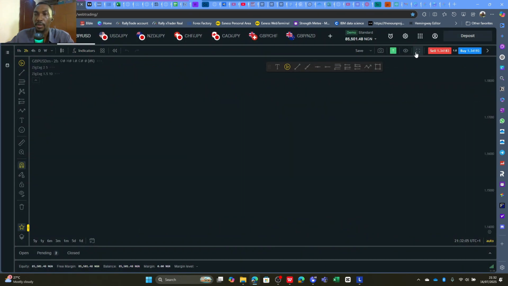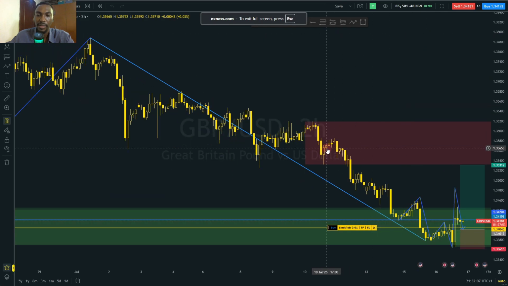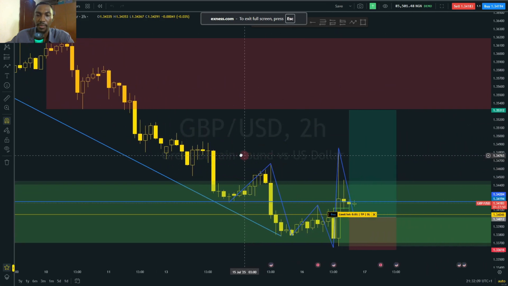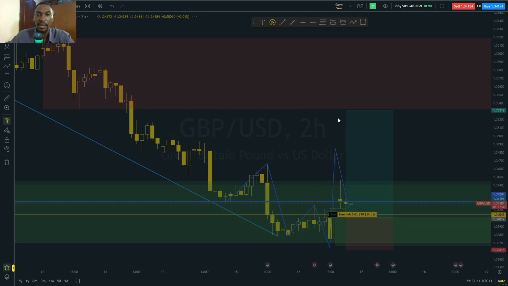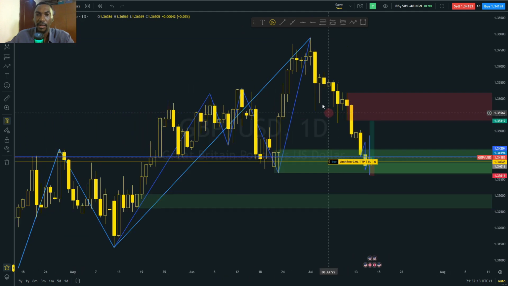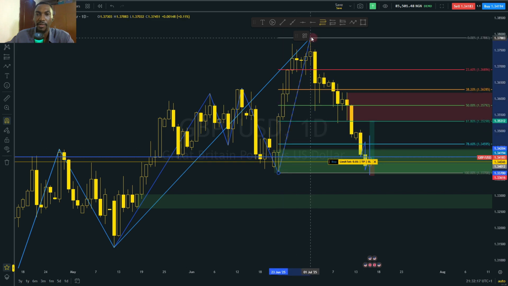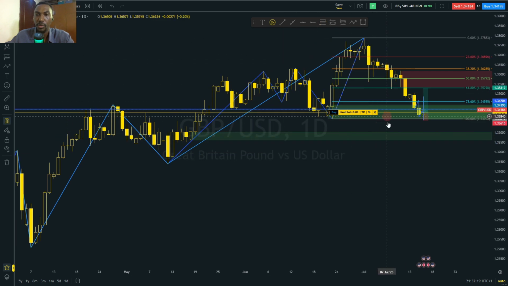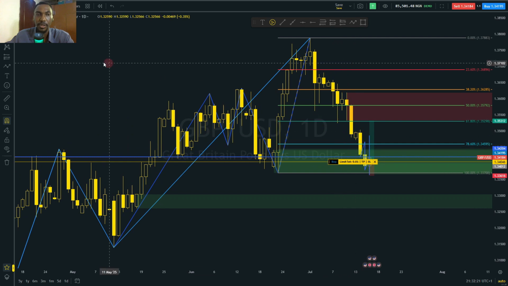Looking into the British pound against the US dollar, we have the exact same scenario happening here. We have a daily demand zone right here. I can put up the Fibonacci retracement, and you can see that is a very extreme zone for the daily. It is really extreme.